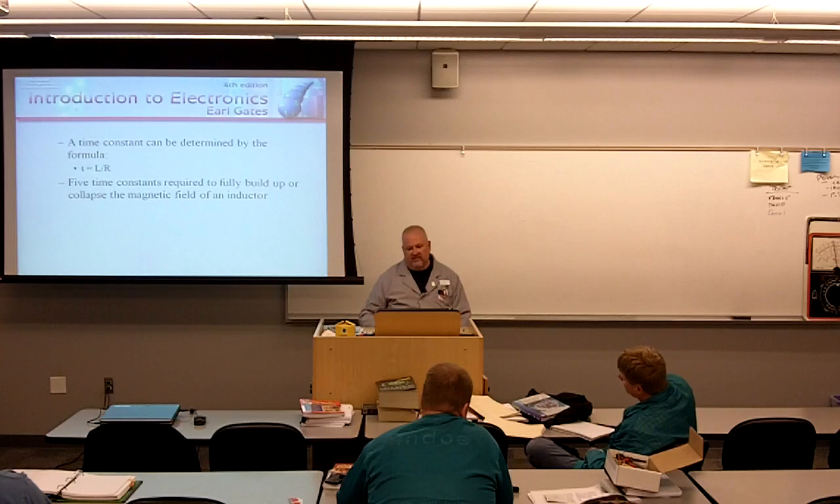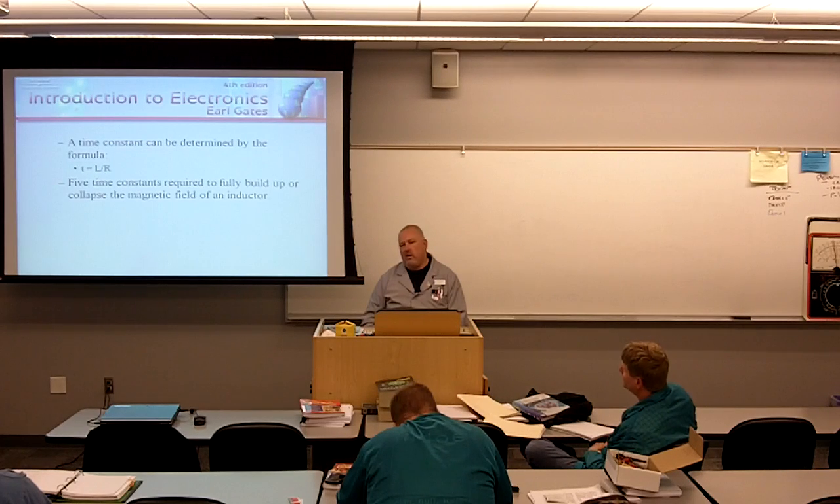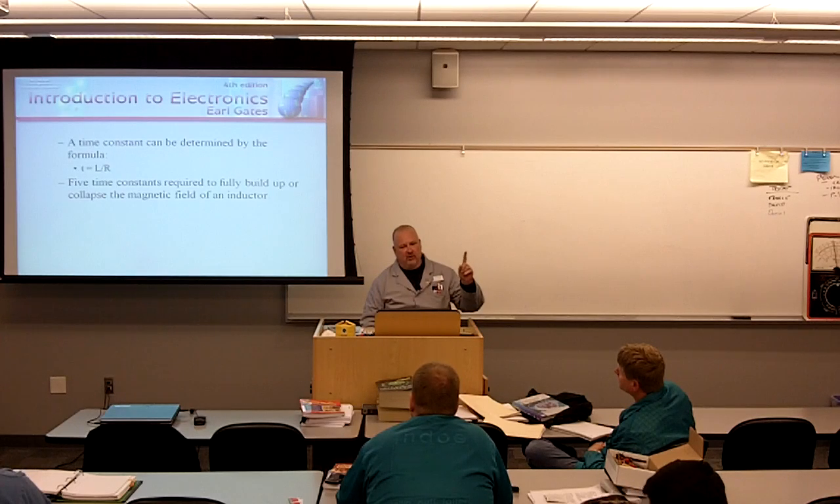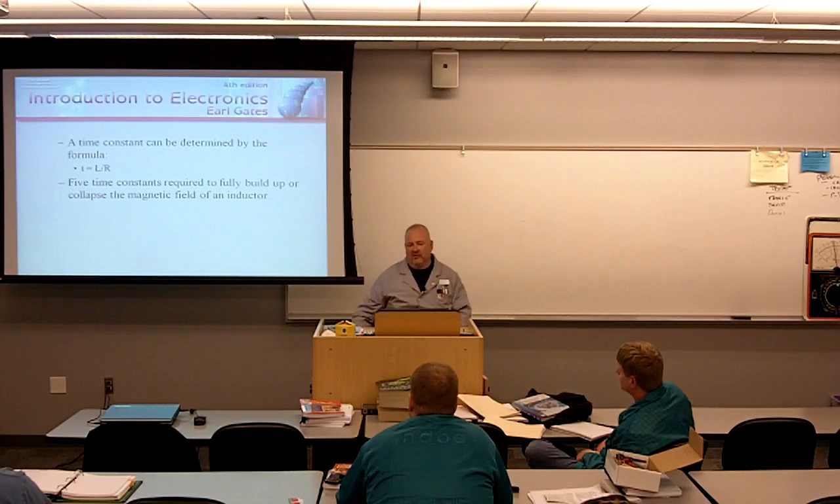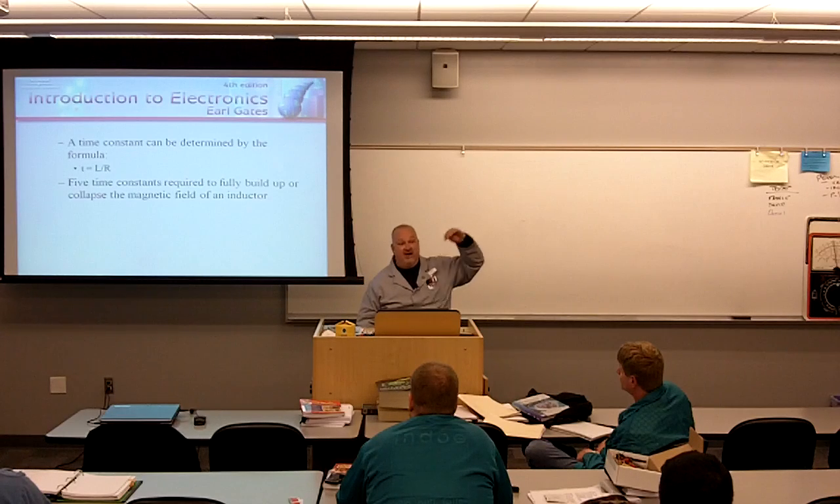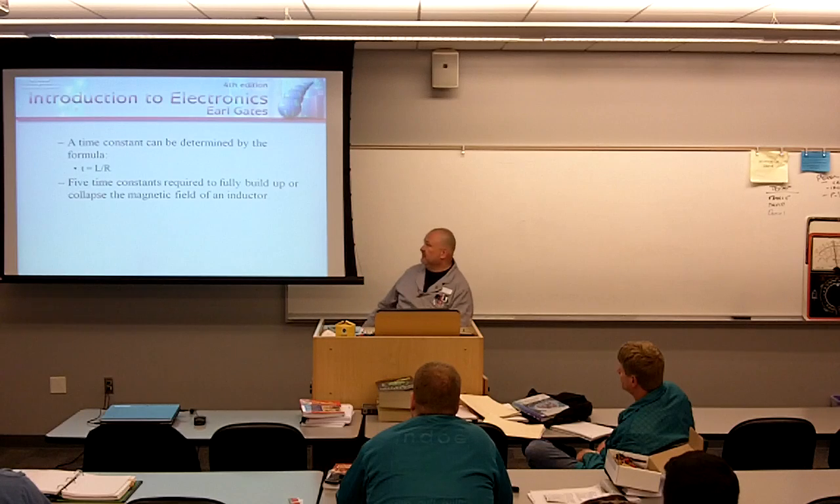Time constant formula, T is equal to L over R. You run this calculation, it shows you what one time constant is worth. I need to multiply that by how many to figure out how long it's going to take to get to 100%? 5, because it takes 5 time constants to reach 100%. So understand that when you do this math, you only end up with 1 time constant. It takes 5 to get the job done. Or as it says here, 5 time constants required to fully build up or collapse the magnetic field of an inductor.